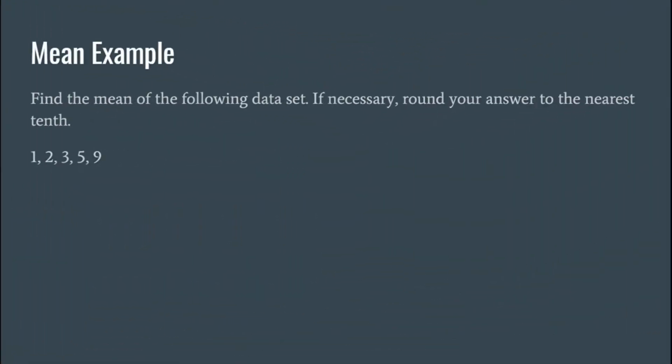So we'll go through an example. Find the mean of the following data set, and if you have to, round to the nearest tenth. So all you're going to do to find the mean is take all these numbers, add them up, and then divide the sum by how many numbers you added up. So 1 plus 2 plus 3 plus 5 plus 9, that's going to equal 20. And we'll divide 20 by 5 numbers. So 20 divided by 5, your mean should be 4.